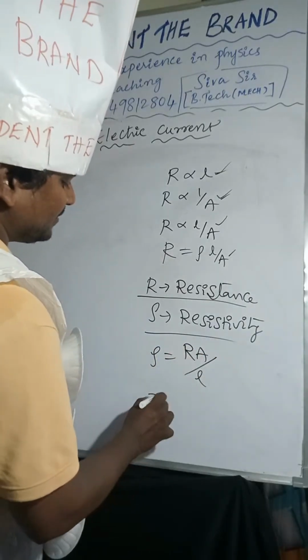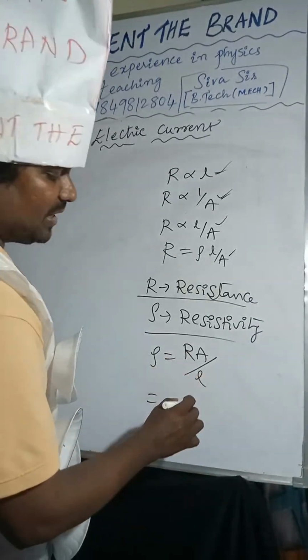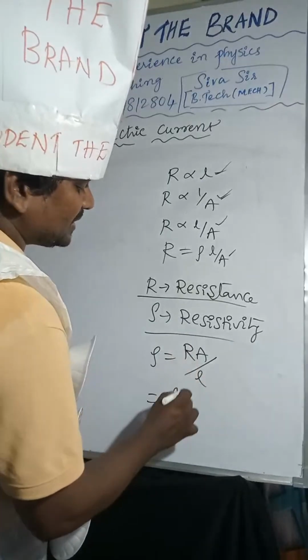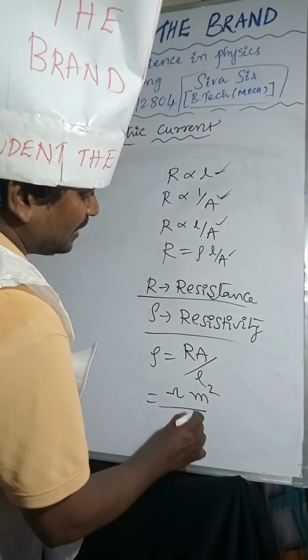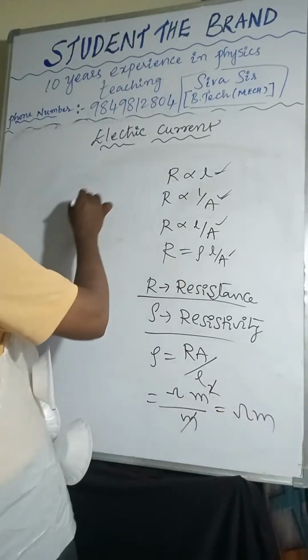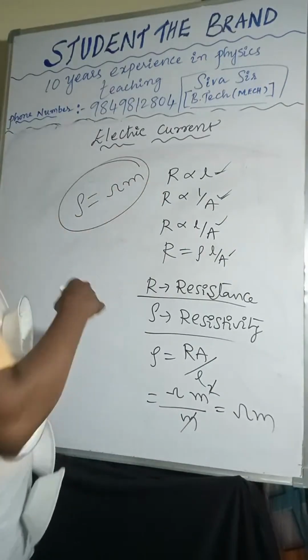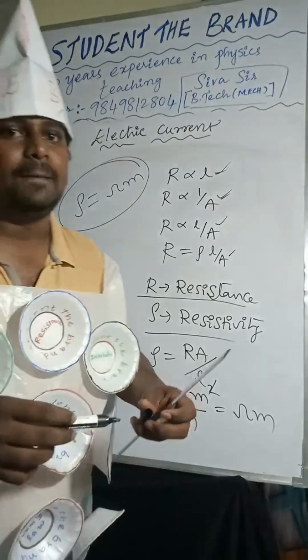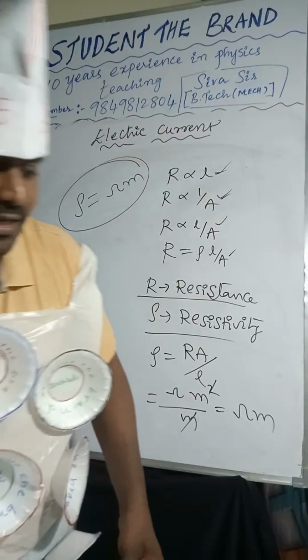One question is very, very important. SI unit of resistance is ohm. SI unit of resistivity: meter square and meter get cancelled, then you will get ohm meter. Resistivity is equal to ohm meter. Very, very important.